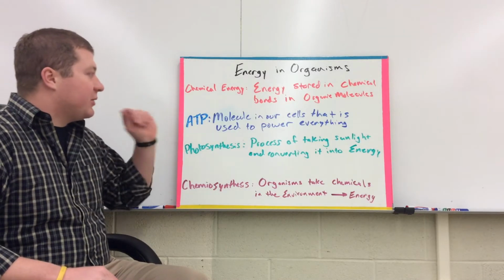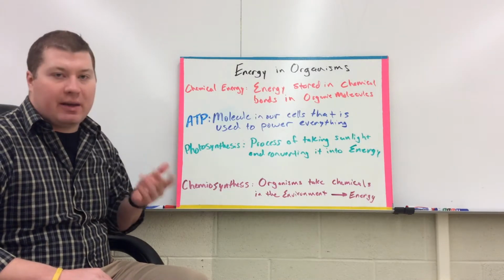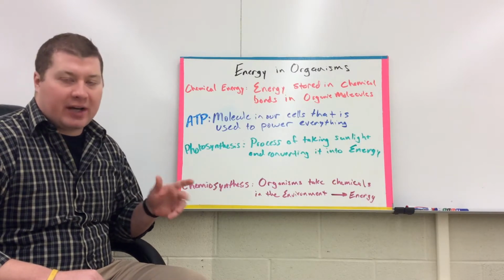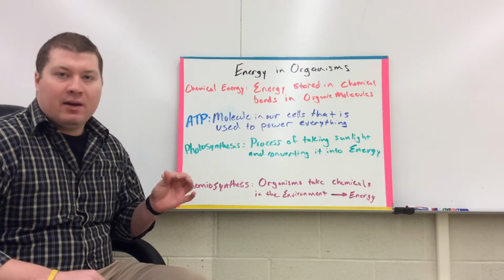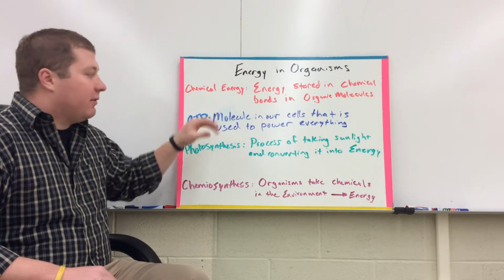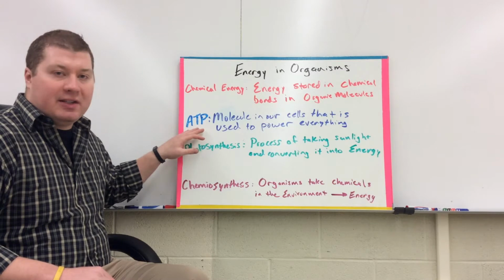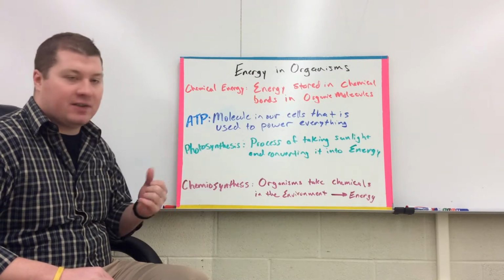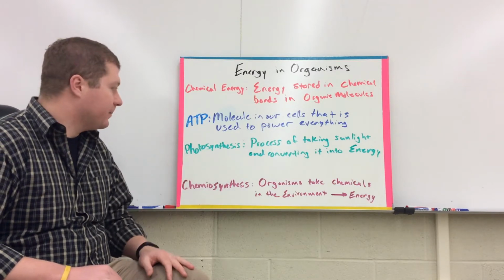The first is chemical energy. That is energy stored in chemical bonds. So that's mostly in organic molecules like proteins, fats, lipids, carbohydrates. Now that chemical energy can be converted into a molecule that we call ATP, and that's in our cells, and that's used to power everything in our cells.